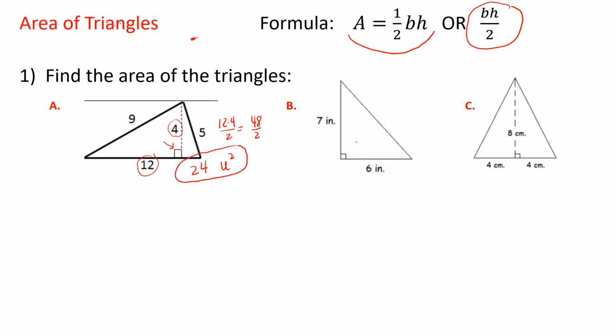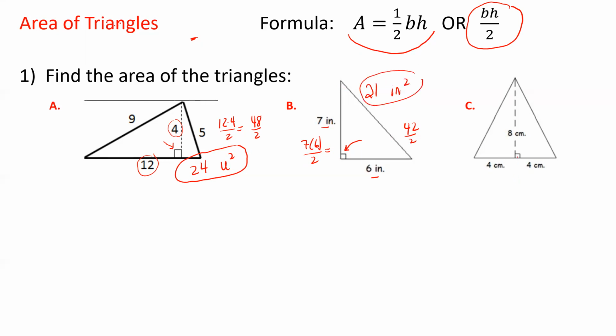Letter B, we have a nice right triangle, so this one's easy. We're going to use those two lines that make that right angle, 7 and 6. So we're going to multiply 7 times 6, divide it by 2, so 7 times 6 is 42, and half of 42 is 21 inches squared on letter B.